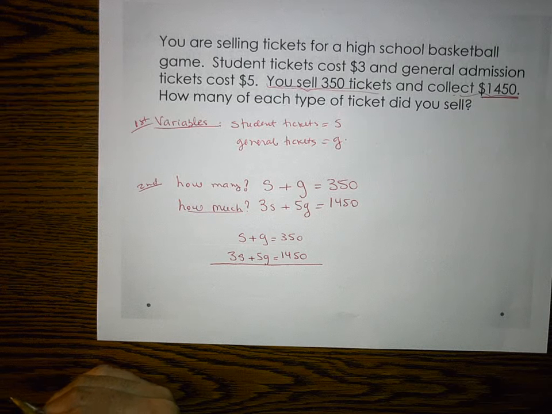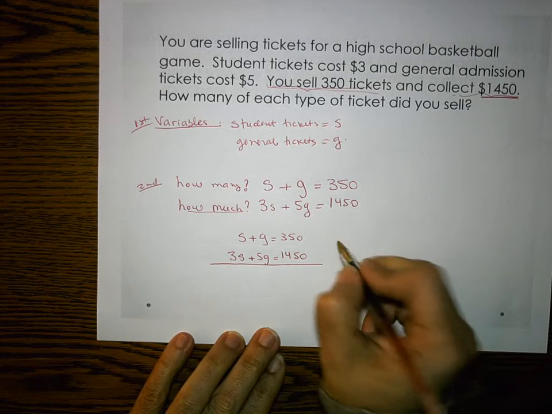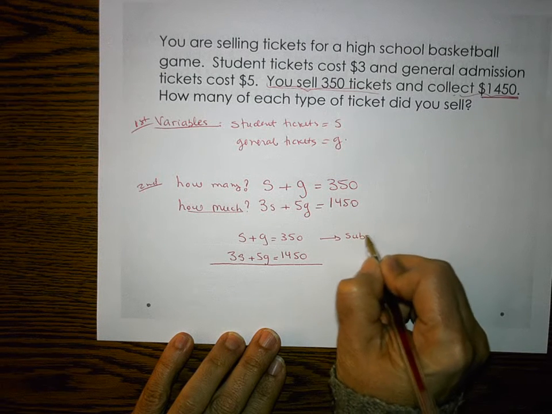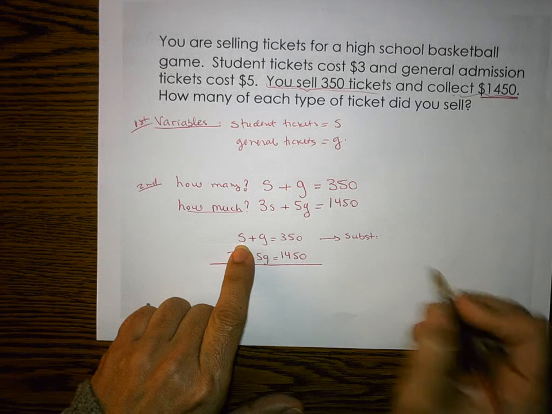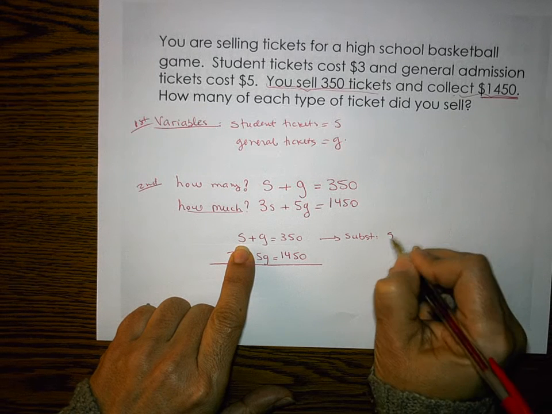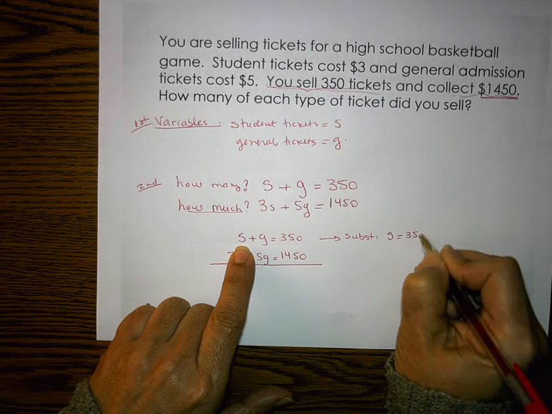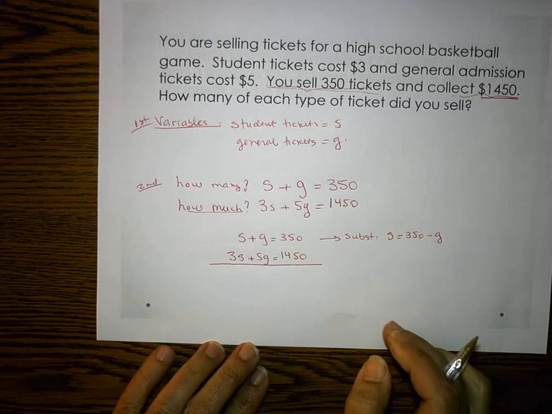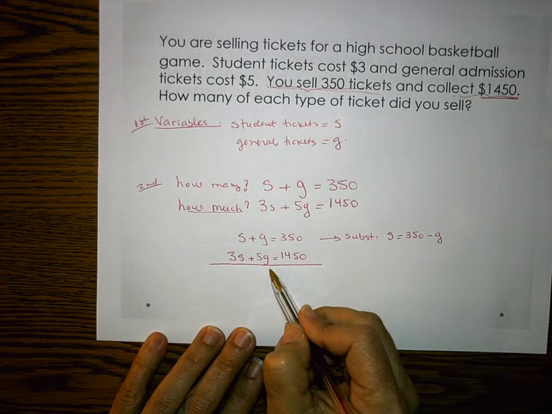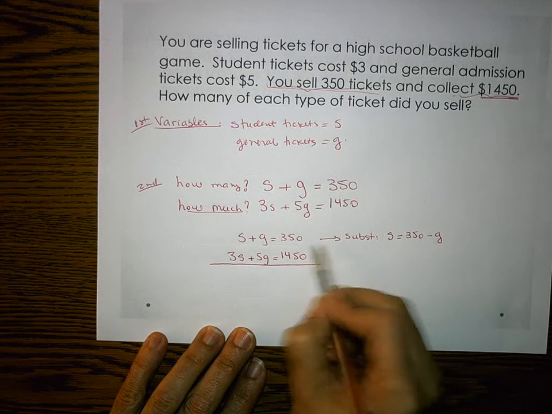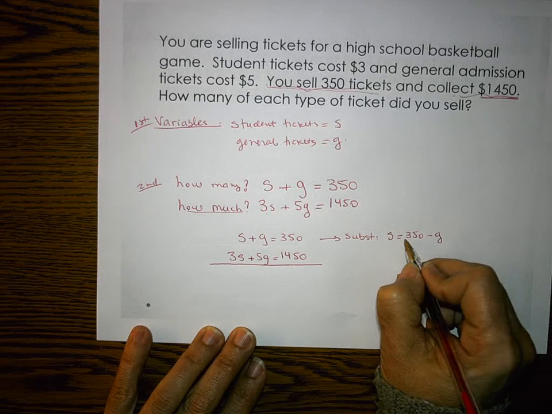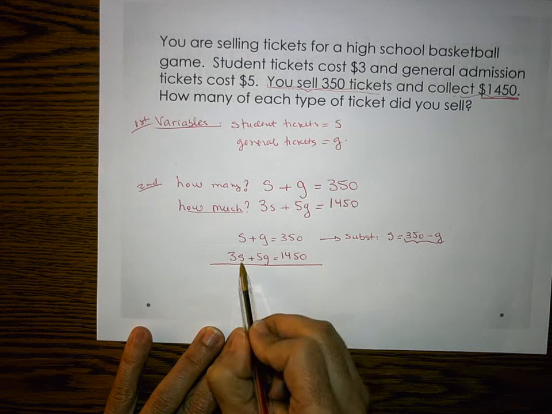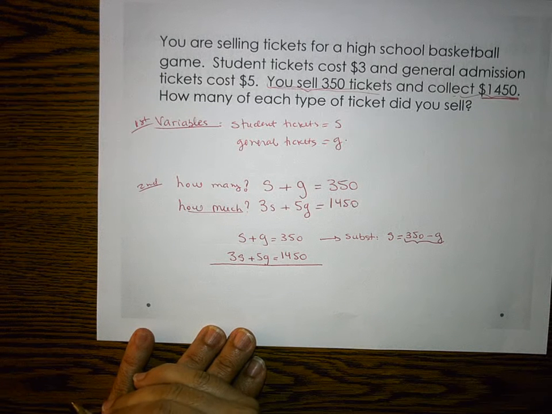Now, some students prefer to do this by substitution. I'm totally okay with that. If you're doing substitution, you would get one of these two variables by itself. Maybe you subtract the G, and S would equal 350 minus G. Then you come over here to your second equation, because the first one I already used. So I come over here to my second equation and plug in for S. In the place of S, I would plug in 350 minus G.